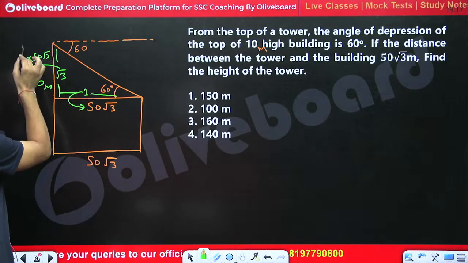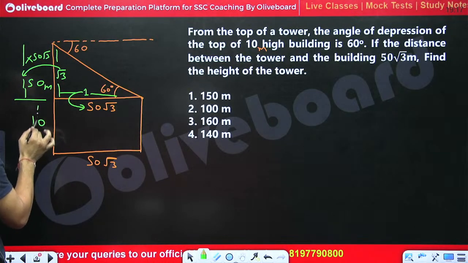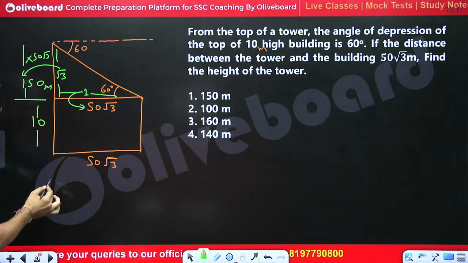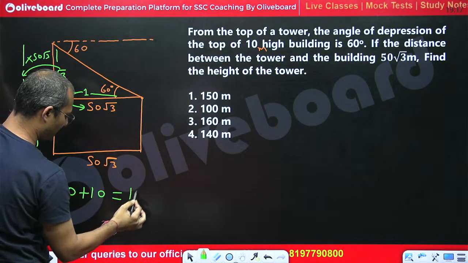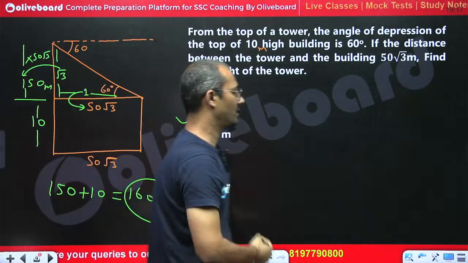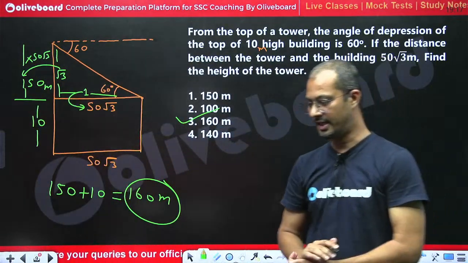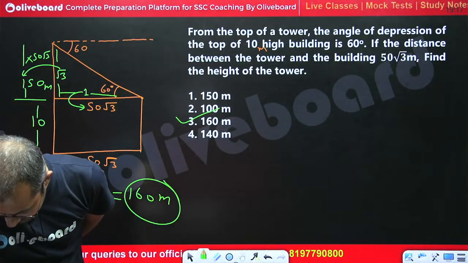So the height from this to this is 150 and the height of the building is 10. So the total height of the tower would become 150 plus 10, which is equal to 160 meters. 160 meters would be the right answer. So option third would be the right answer. Yes, everyone, 160 is the right answer.